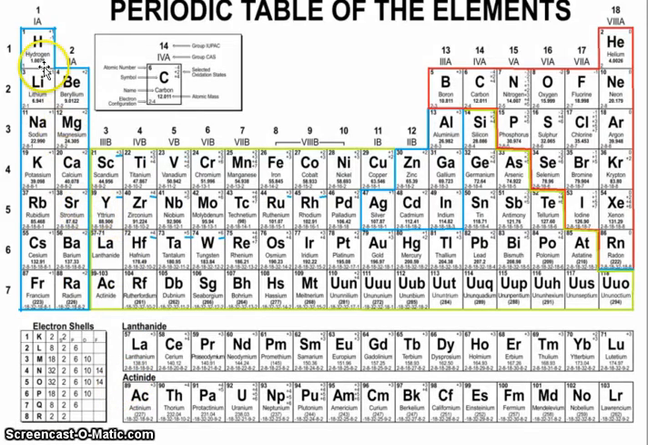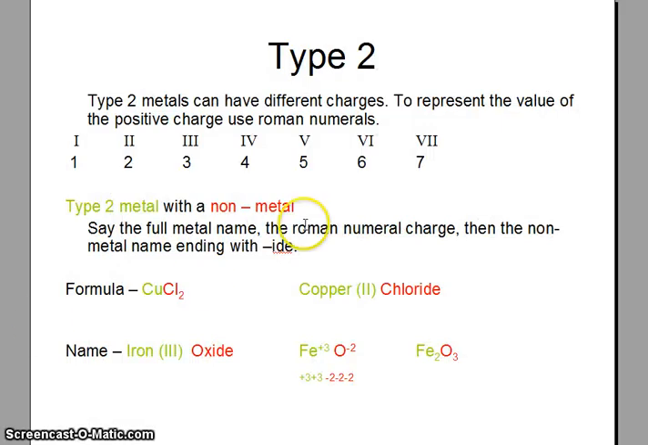Alright, so again, type 1 comes from this blue section. They have the same charge each and every time, bonded with a nonmetal over here. And it's just straight up, you say the positive with the negative. Alright. Now, type 2. Type 2 metals can have different charges, like I stated earlier. To represent the value of the positive charge, you use the Roman numerals in the name.